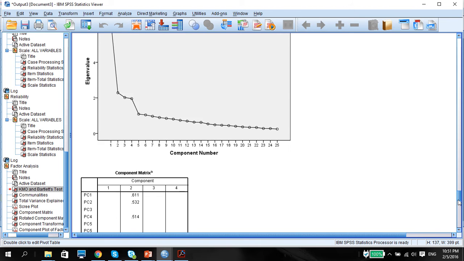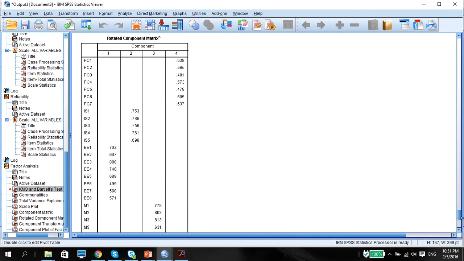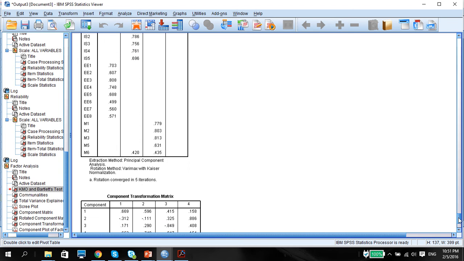And we do not look at the component matrix. What we look at is the final rotated component matrix. As you can see, this is really, really nice. PC 1 to 7 falls into one factor. IS 1 to 5 fall into one factor. EE 1 to 8 falls into one factor. And M 1, 2, 3, 5 falls into another factor. Now you notice that M6 falls into the factor of the interior setting.